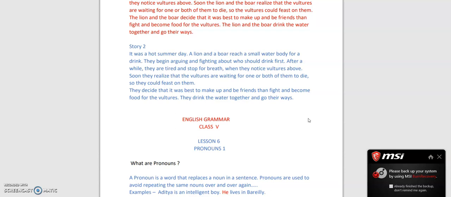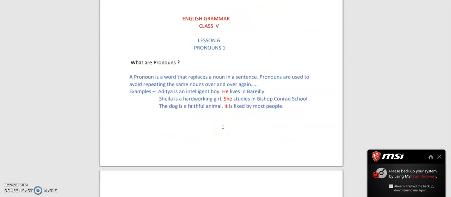Now, in the second version of the same story, we have used the word they instead of the lion and the boar. So, the word they is a pronoun which is used in place of the noun the lion and the boar. Instead of using the noun lion and the boar again and again, we have used the pronoun they. So, I hope you have understood that today's topic is pronouns.